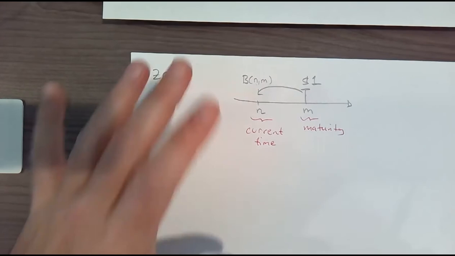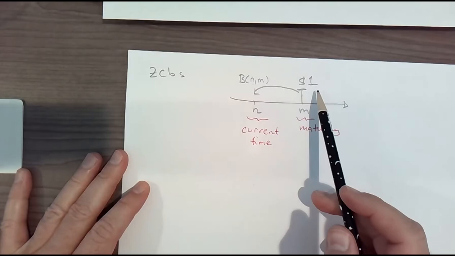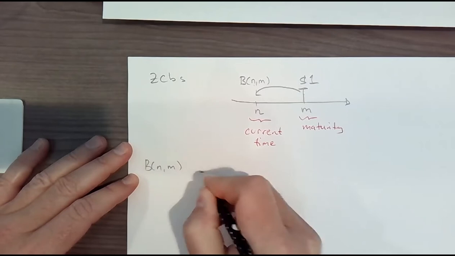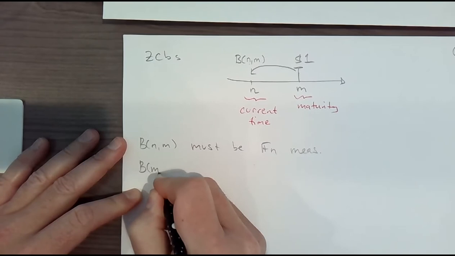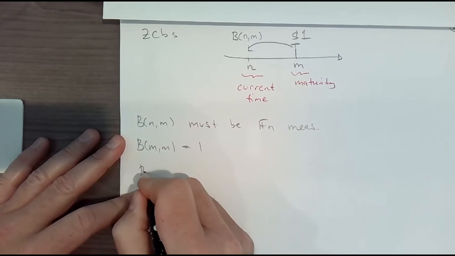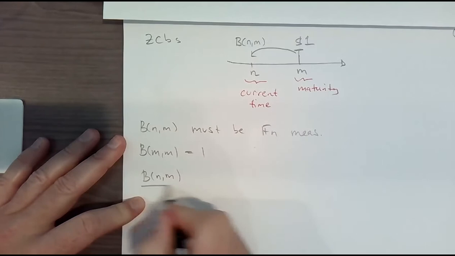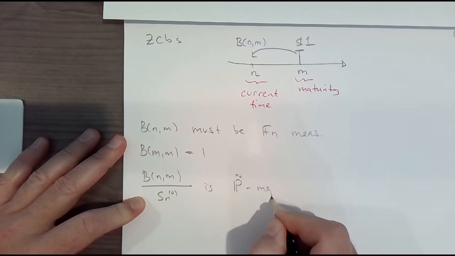We talked about last time that it's not the case that you can just do one over the interest rate here. It won't work, because this thing here, B(n,M), must be F_n measurable. And it must be that if I take n to be M, it must be equal to one. And because this is the price of a traded security, when I discount by the bank, I must get a P tilde martingale.